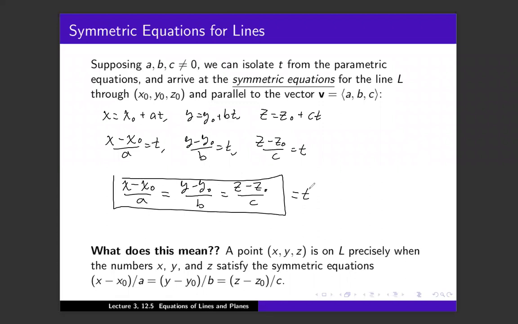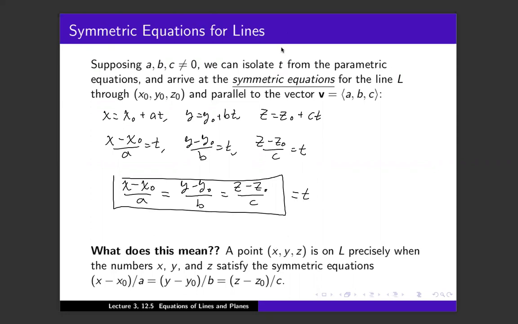If you want, you can write equals t at the end there. You don't gain or lose anything by doing this. It's just keeping in mind that, yes, this is in fact what this thing is equal to. What does this actually mean? This is telling us that you've got a point x, y, z on this line precisely when these numbers satisfy these symmetric equations.